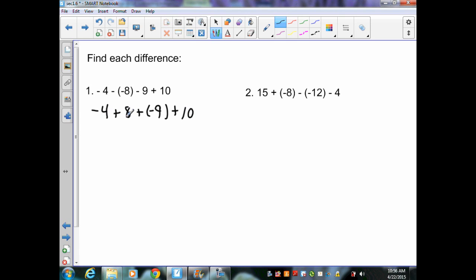Negative 4 plus 8, different sign subtract. 8 minus 4 is 4. 8's bigger, so it's a plus 4, positive 4, plus a negative 9, plus 10. Just bring everything else down. 4 plus a negative 9. 9 minus 4, since they're different signs, I'll subtract, gives me 5. 9 is bigger than 4, therefore it's negative, so my solution for that little bit is a negative 5, plus 10. Bring that down, different sign, subtract again. 10 minus 5 is 5. 10 is bigger than 5, it's positive, so my solution is positive.